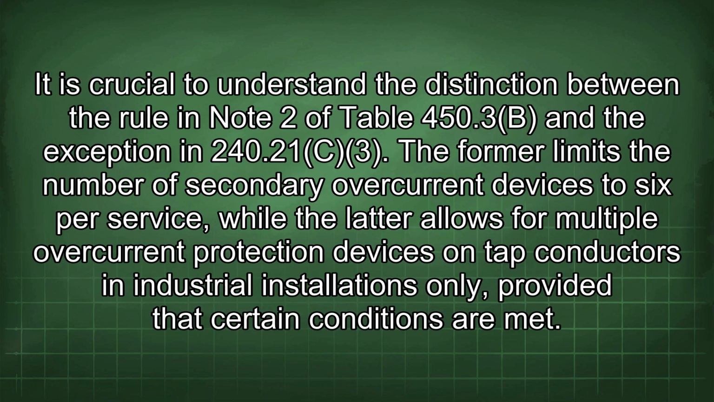It is crucial to understand the distinction between the rule in Note 2 of Table 450.3(b) and the exception in 240.21(c)(3). The former limits the number of secondary overcurrent devices to 6 per service, while the latter allows for multiple overcurrent protection devices on tap conductors in industrial installations only, provided that certain conditions are met.